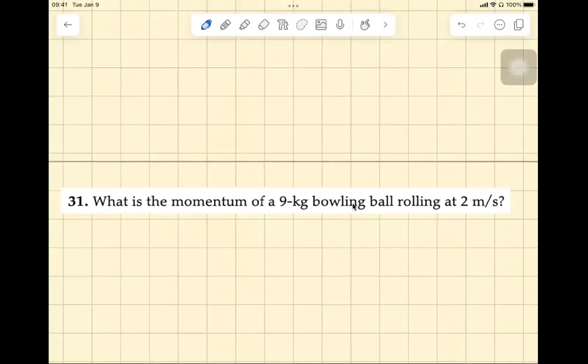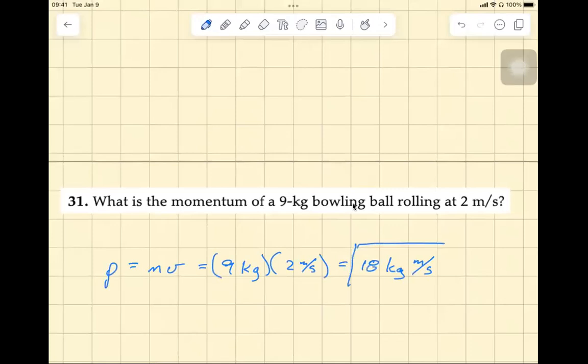Now, what is the momentum of a 9-kilogram bowling ball rolling at 2 meters per second? Well, momentum is equal to mv, so that's 9 kilograms times 2 meters per second. That's equal to 18 kilogram meters per second. I almost forgot to write the units. That's it. That's the answer: 18 kilogram meters per second.